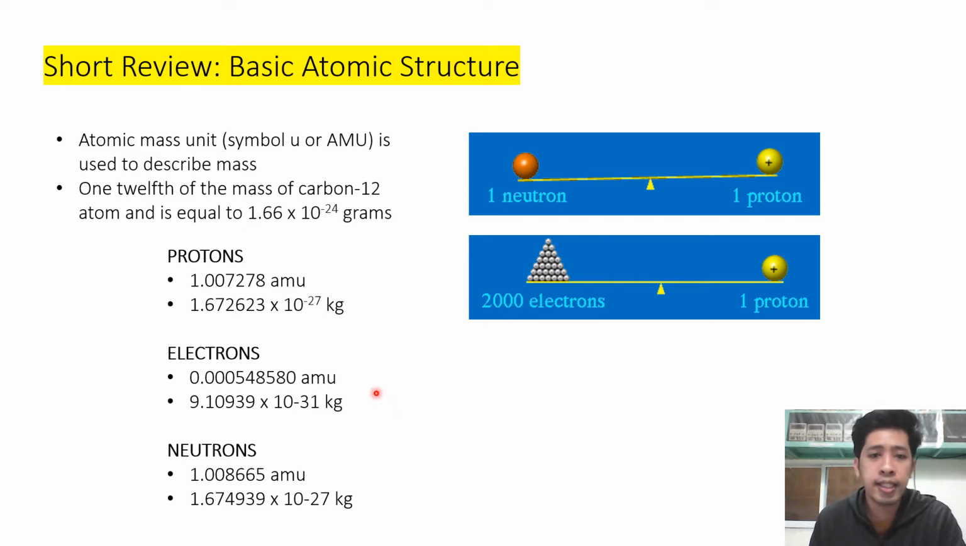So as you can see, most of the mass in the atom is concentrated in the nucleus, where the protons and neutrons are. The mass of the electron is very small compared to the mass of one proton. One proton is equal to around 2,000 electrons, and the protons and neutrons have near values of their masses.